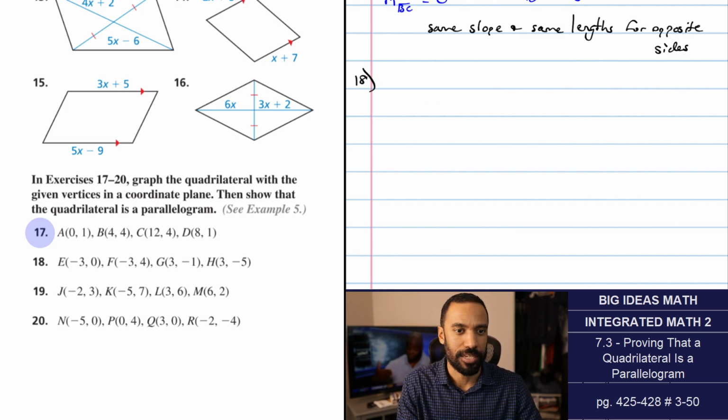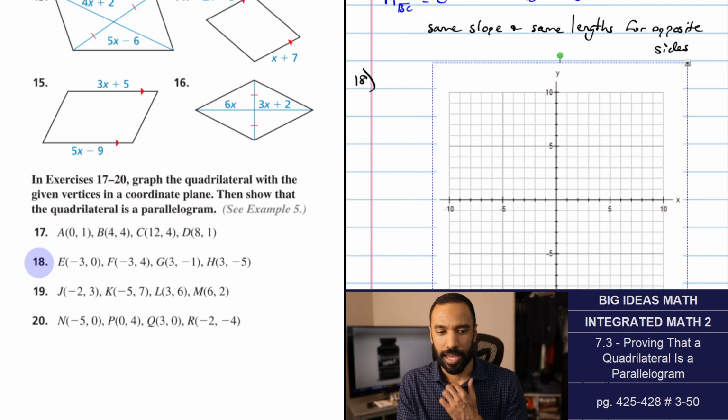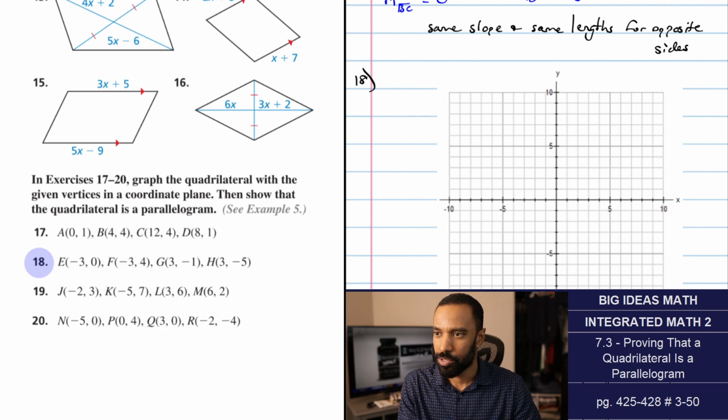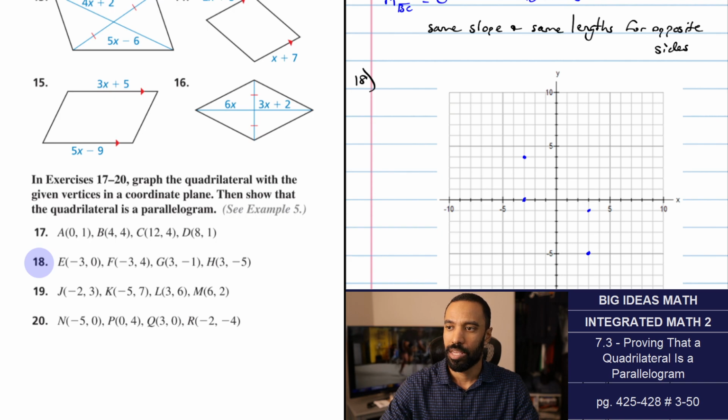All right, number 18. I kind of slowed down then. Okay, E, F, G, H. Oh, they get to use different letters each time. All right, -3, 0. -3, 4. Well, there's vertical lines. This one maybe gets to be just as easy. 3, -1. And 3, -5. Is EFGH a parallelogram, and why? So this one, again, is probably on the same level as the previous one.